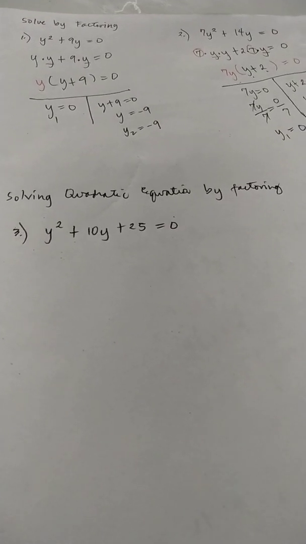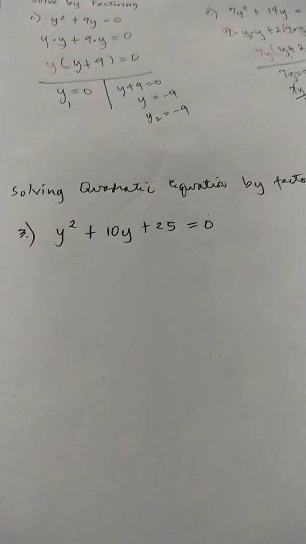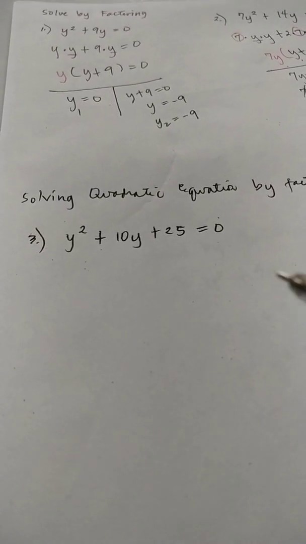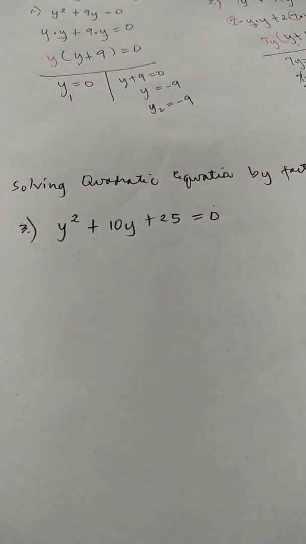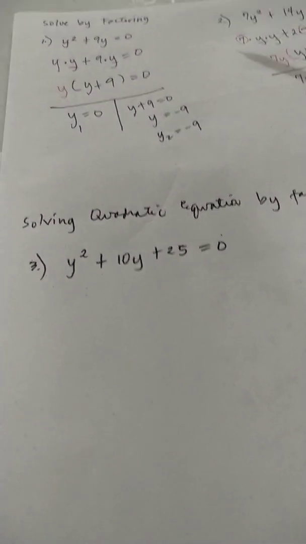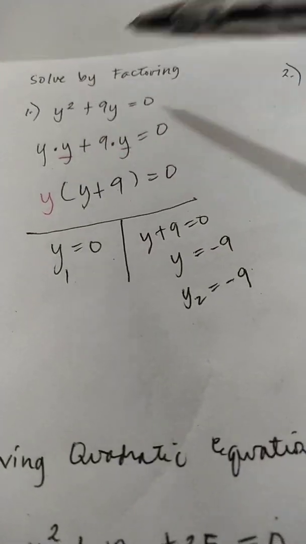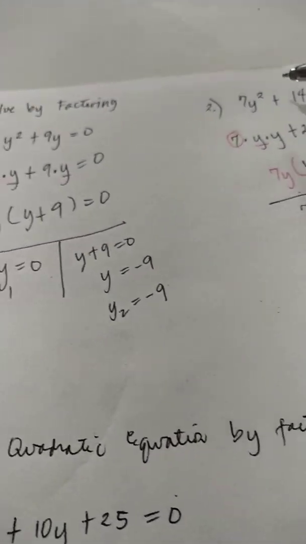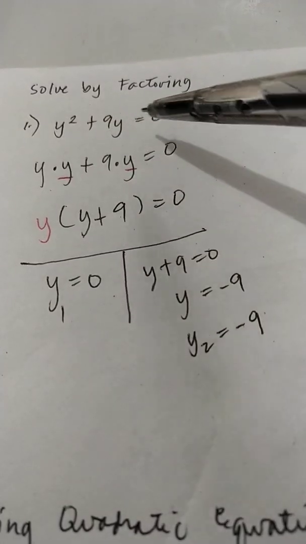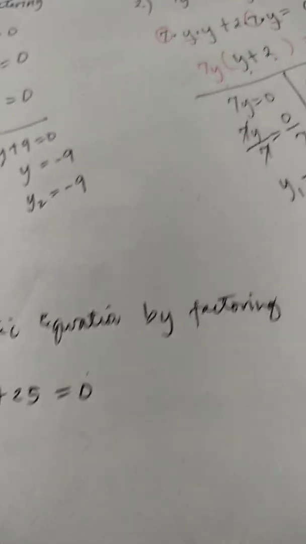Again, the lesson is solving quadratic equation by factoring. This time, we will be dealing with trinomial. It's my example 3. How are we going to differentiate example 3 from example 1 and example 2? Notice that in example 1, we have binomial. The same with example 2, a binomial.